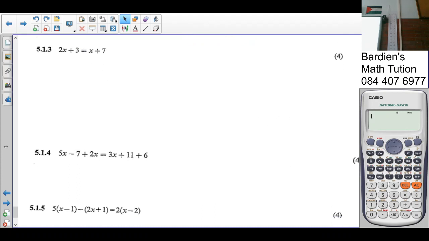What are we doing? 5.1.3. X is on one side, numbers are on the other. You see, that's why maths is so easy. It's the same thing that gets done all the time. Gabby is agreeing, yes. When the marks come, it's a different story.